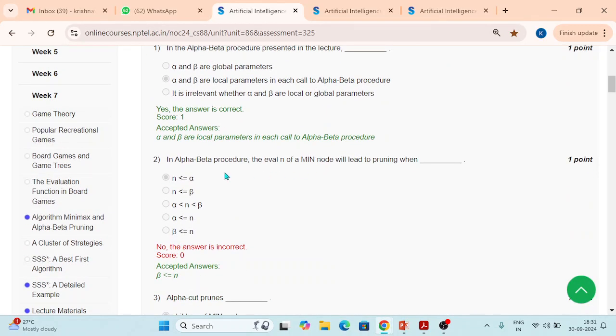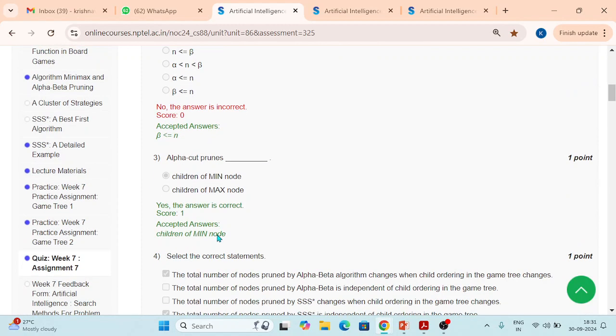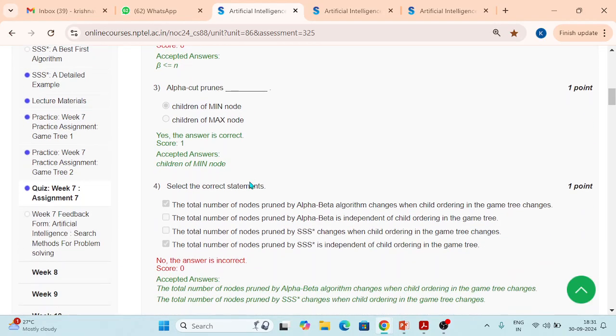Coming to the second, in the alpha beta procedure, the evaluation of n of a minimum node will lead to pruning when beta is less than or equal to n. So alpha cuts prune the children of a minimum node, and beta cuts prune the children of a maximum node. Alpha cuts means children of a minimum node.